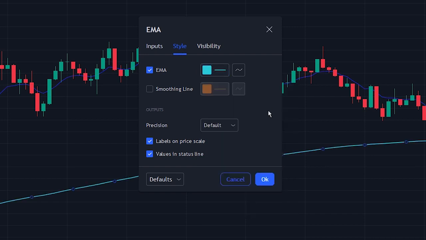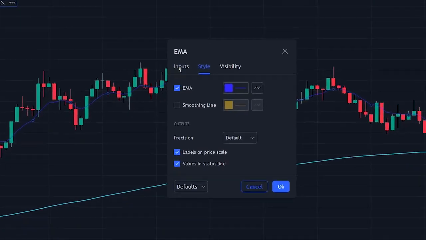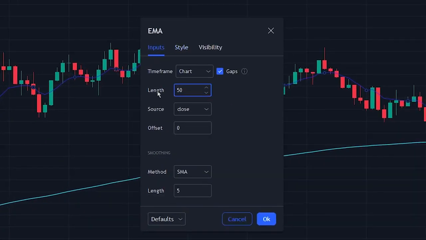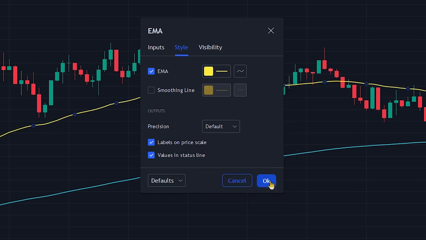Now let's change the other EMA settings. Head over to the Inputs tab and change the length to 50, after that we will also change the color and thickness of the line to make it more visible. That was all that we needed to do.